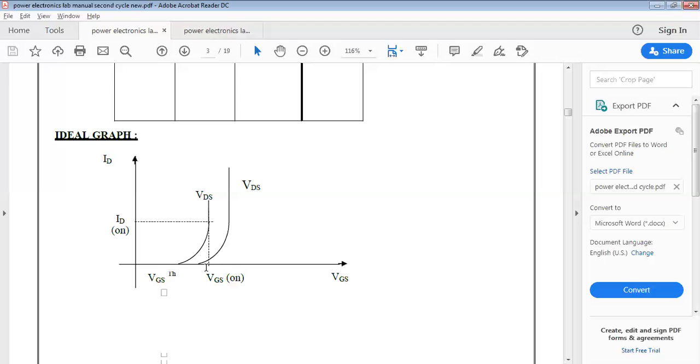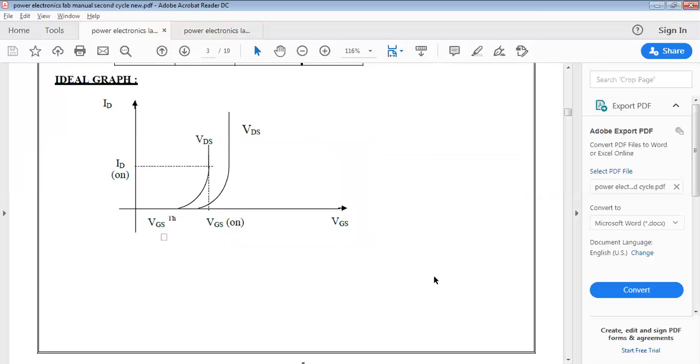where the gate to source voltage is much less than the previous one when the supply voltage was equal to 10. If you increase it to 12, then it starts conducting much in advance. So these two are the graphs that we can obtain. These are the ideal graphs that we obtained based on the above experiment.